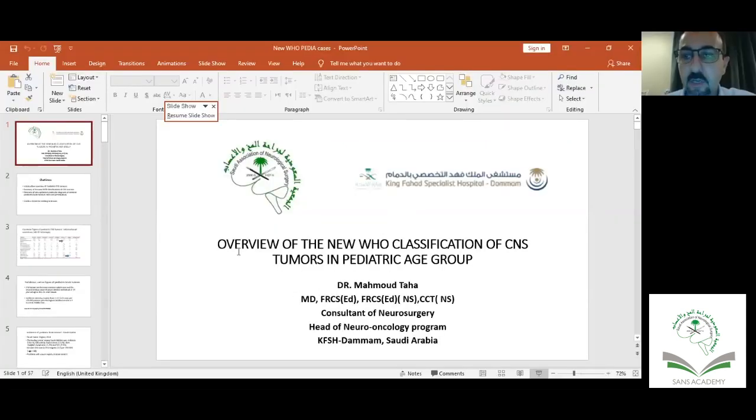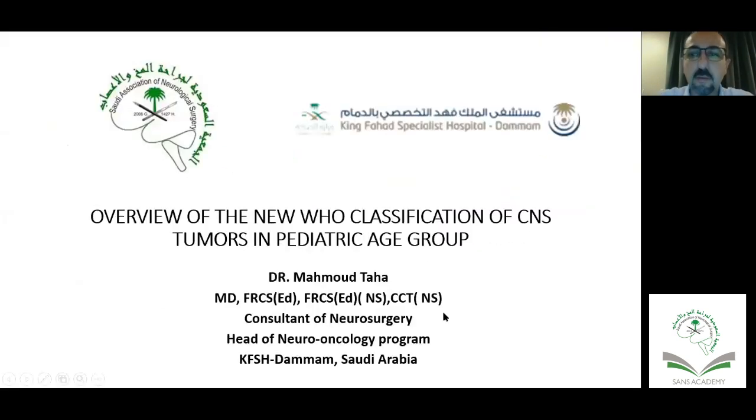Okay, so we're going to start now. Bismillah ar-Rahim. This is the second part of our talk. Last time we covered the adult overview of the updated WHO classification of brain tumors in adults. Now we're going to move to pediatric. Again, I would like to thank the scientific committee in SANS for giving me this opportunity to participate in this platform.